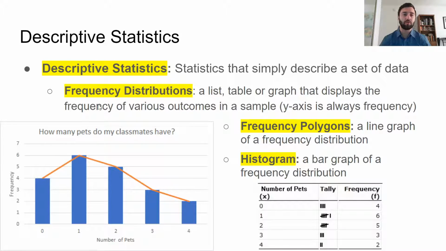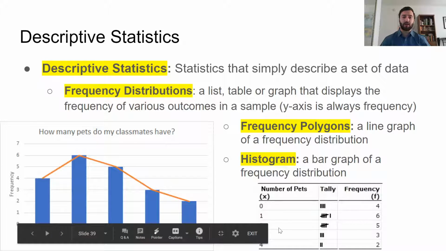A really simple example is something like a frequency distribution. We're going to see a whole bunch of different versions of those today. Basically, it's a list, a table, a graph, anything that displays the frequency of various outcomes in a sample. Now, there's a lot of ways to look at it. I've got 3 different ways on this slide right here.